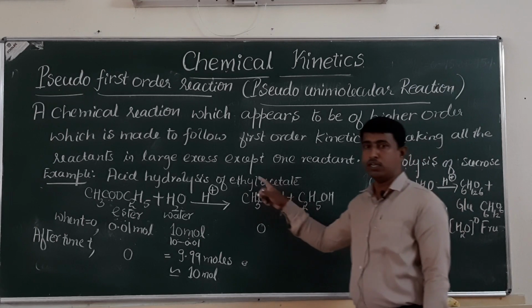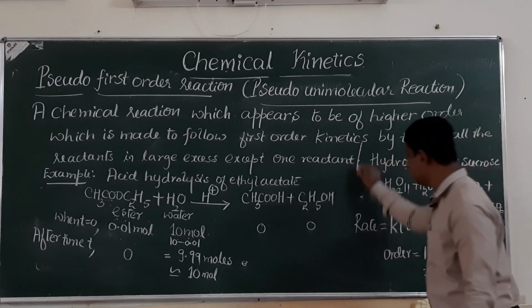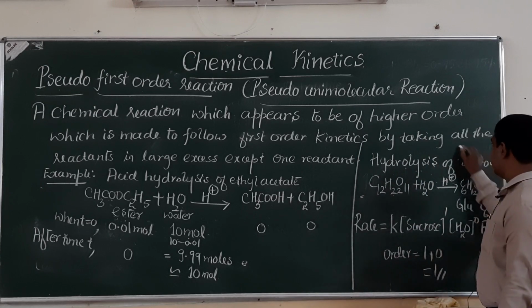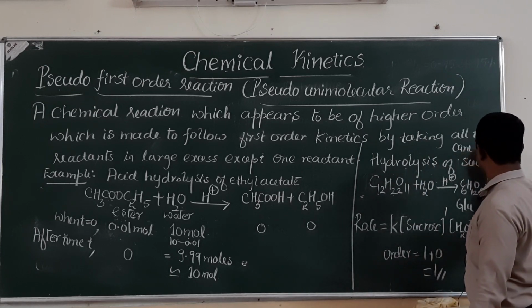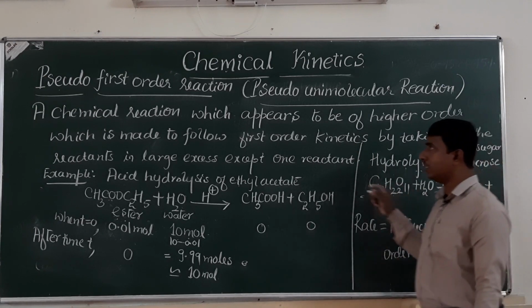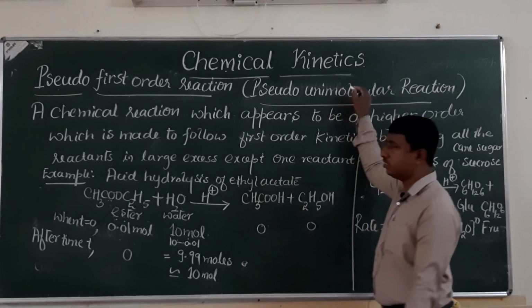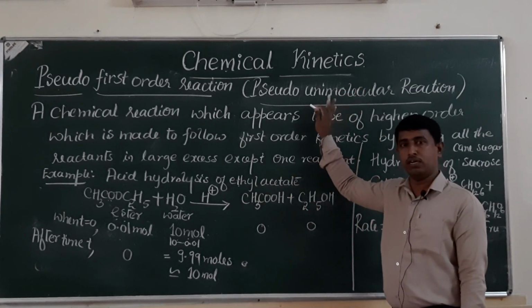So acid hydrolysis of ethyl acetate and acid hydrolysis of sucrose, or cane sugar, both are examples of what? Examples of pseudo first order reaction, or pseudo unimolecular reaction.